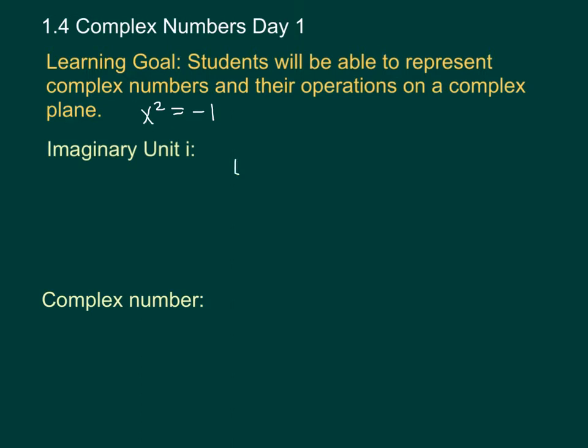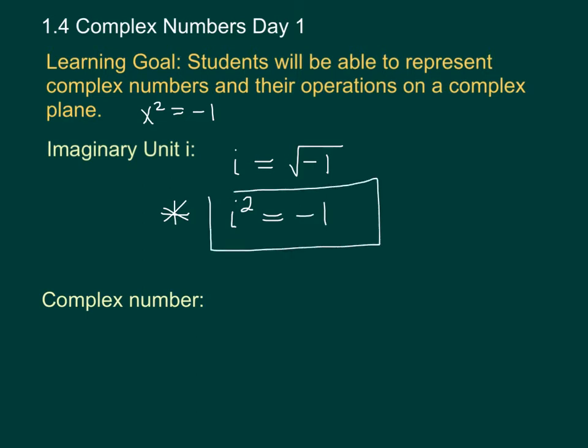So when you see i equals the square root of -1, which means, and you need to remember this, that if you square both sides, i squared equals -1. And you need to mark that because we're going to use this later.